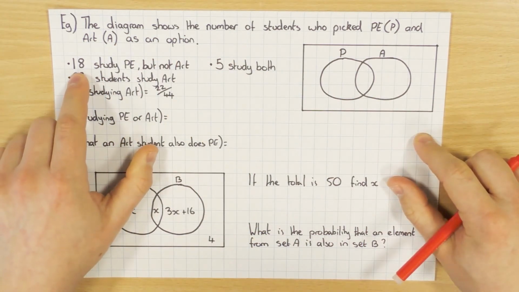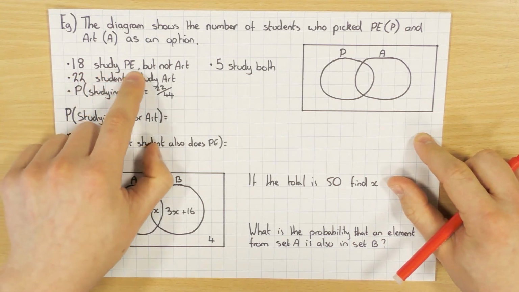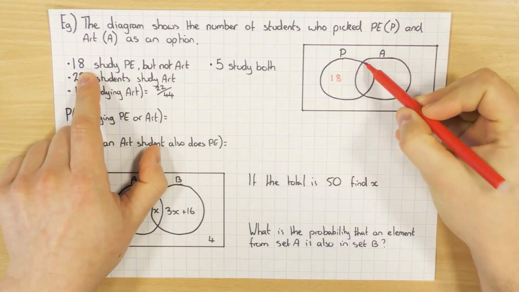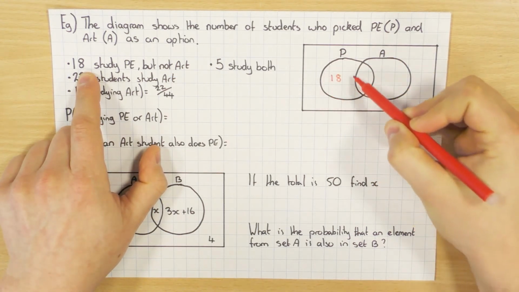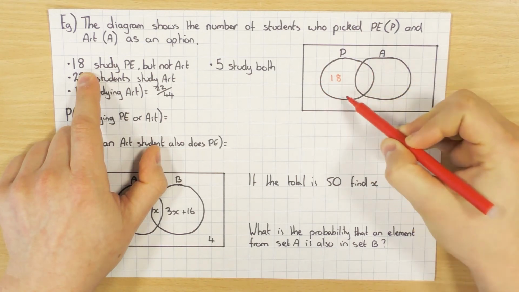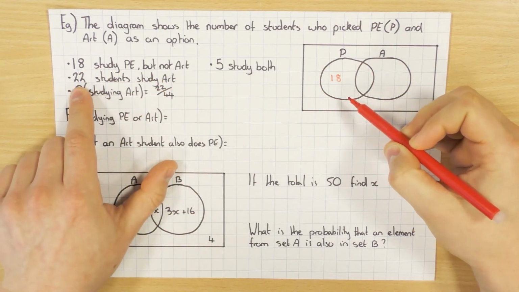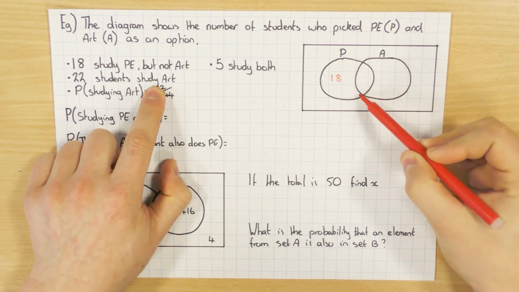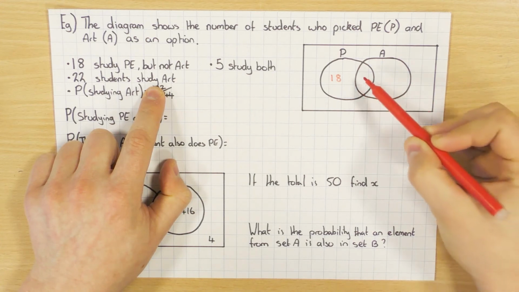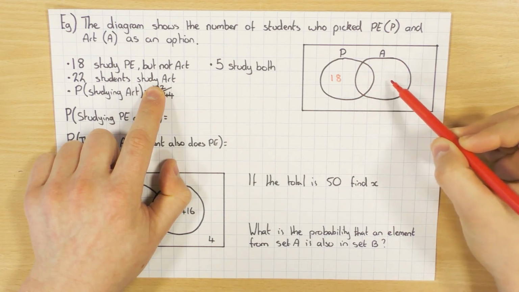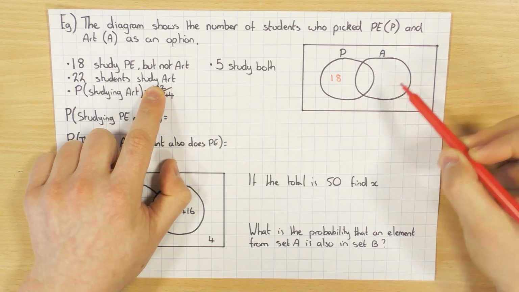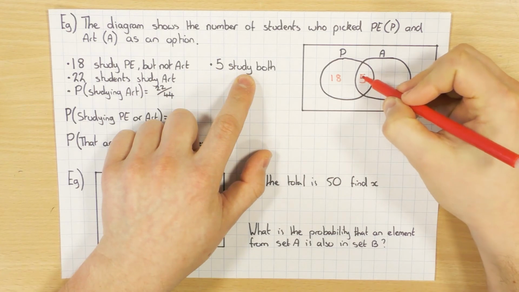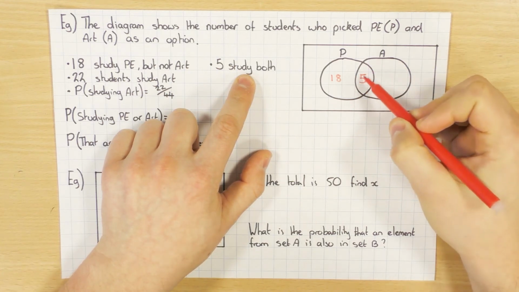So we're told a few things. We've got 18 students study PE, but not art. So straight away I can stick in 18 there because they don't do art, so I don't have to worry about that. 18 are the people who are just doing PE, which is this section here. 22 students study art. So this is the whole circle here. I can't fill that in yet because I don't know how many go in here. And obviously I don't know how many go in here, but I know in total there must be 22. I know that 5 students study both. I can put that in. Remember that section there is ones who study both.